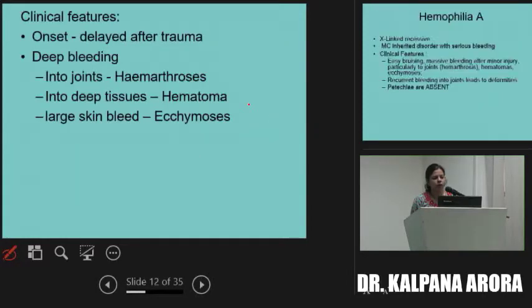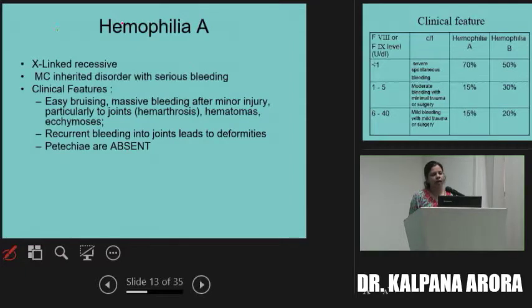Now, I told you that the onset of the bleeding after the clotting factors is delayed after the trauma. It presents with the deep bleeding, either into the joints like hemarthrosis, into deep tissues like hematoma, or it can be large skin bleed like ecchymosis. Okay? Now, coming to the individual disorders, first one is the hemophilia. The hemophilia is a X-linked recessive disorder. Okay? This is the most common inherited disorder with serious bleeding. Okay? There are hemophilias of various types, A, B.